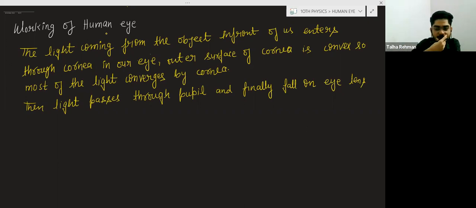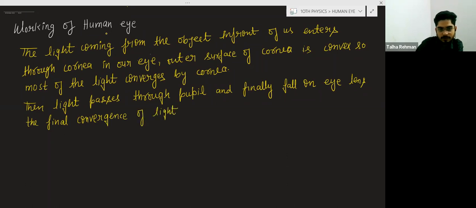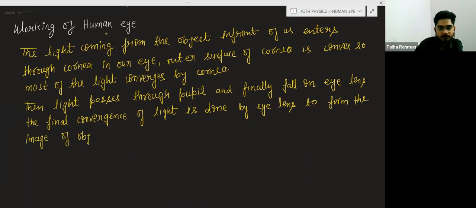So you can write here: the final convergence of light is done by the eye lens to form the image of the object on the retina. You should know what the retina is. The retina is like a screen in your eye.